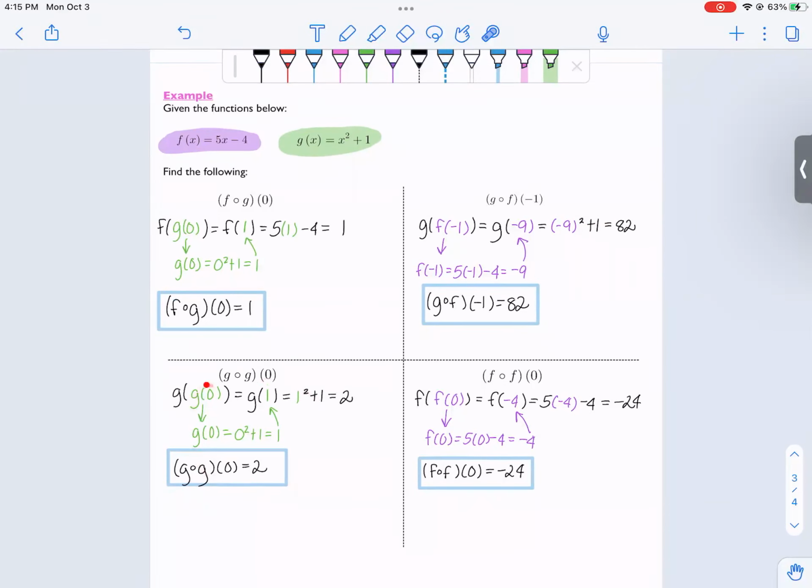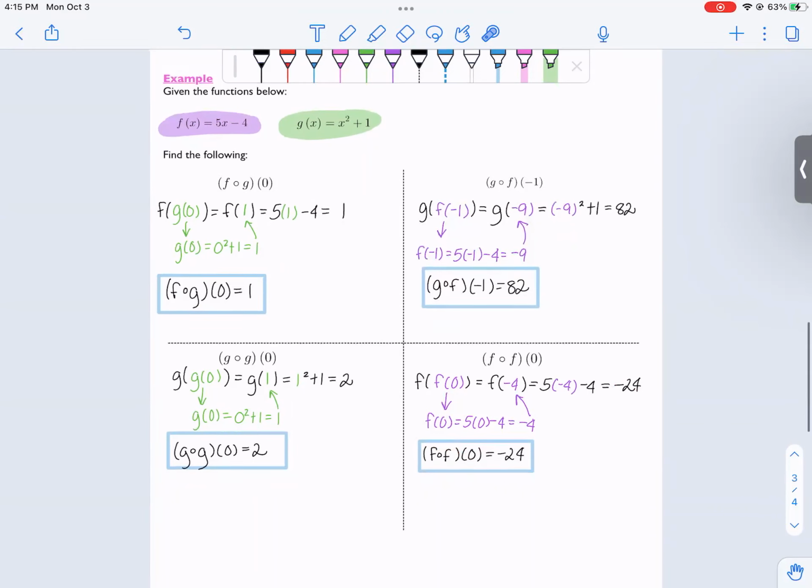Down here, I found g of 0 first. G of 0, which we found over here, is 1. And then I'm taking 1 and plugging it back into the function g again. So again, function g, plugging in 1. 1 squared is 1, plus 1 is 2. So g of g of 0 is 2. This guy here, plugging 0 into f. If you do that, you get -4. -4 plugged into f again. 5 times -4 is -20. -20 minus 4 is -24. So f composed with f of 0 is -24.